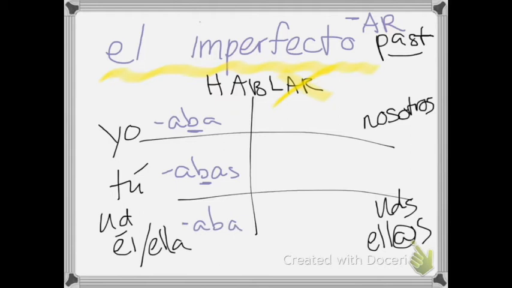It's just hablaba. So how are we going to know the difference? Well, we're going to use context clues. Sometimes we're going to put the subject there. Sometimes we're not going to put the subject there, so you have to use the context clues to figure out what the subject is. Okay?